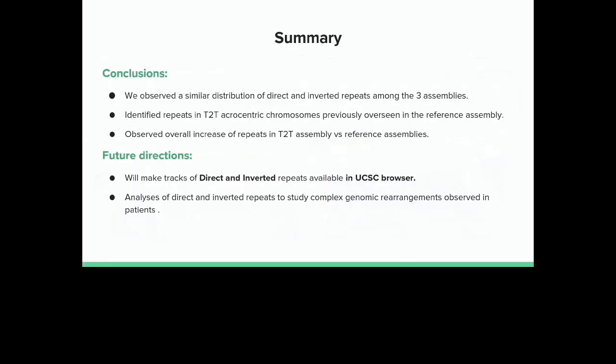As conclusions, we observe a similar distribution of direct and inverted repeats among the three assemblies. We also identify repeats in T2T acrocentric chromosomes previously overlooked in the other reference assemblies, and we observe an overall increase of repeats in T2T. The next steps: we want to make tracks of direct and inverted repeats available in the UCSC browser, and we still need further analysis and study of these repeats to study the complex genomic rearrangements observed in patients.